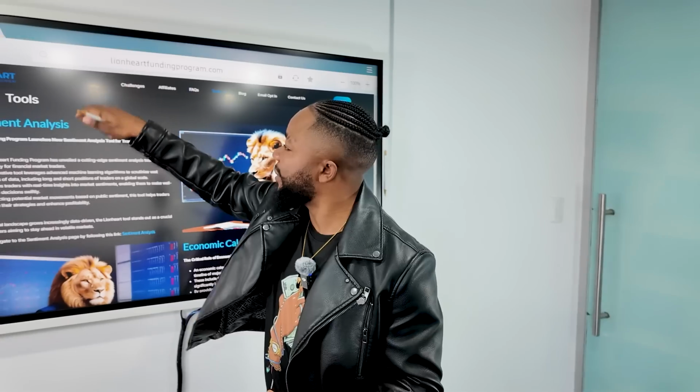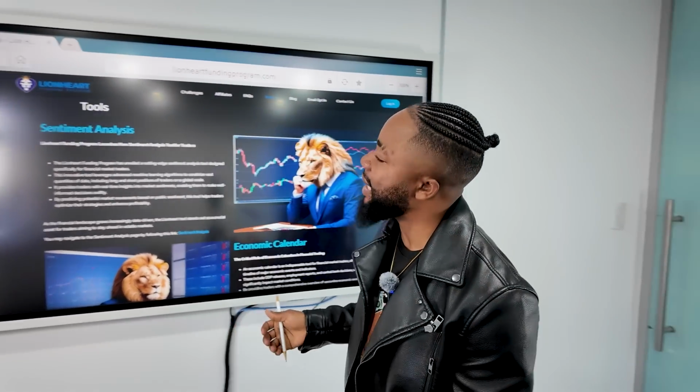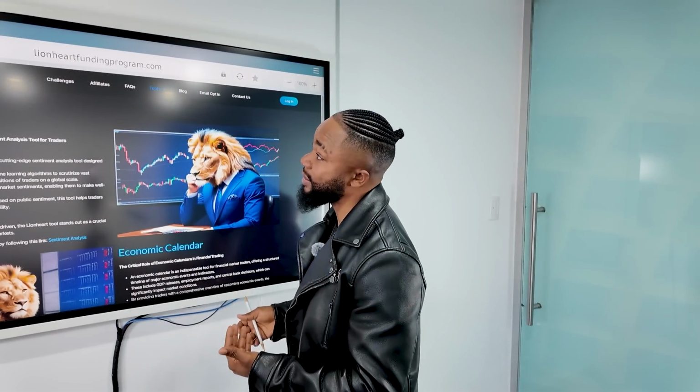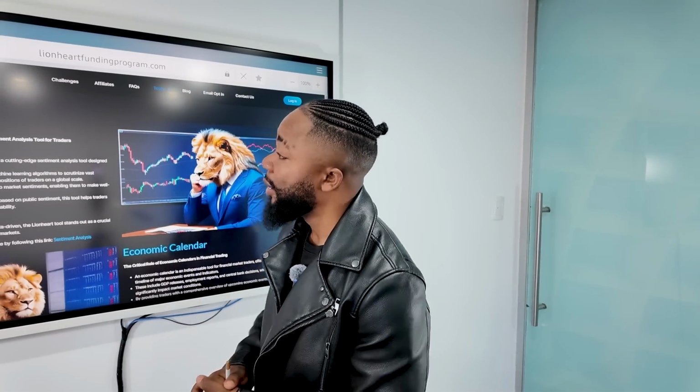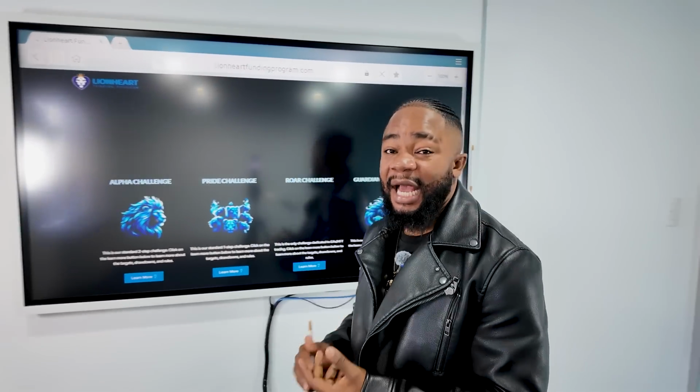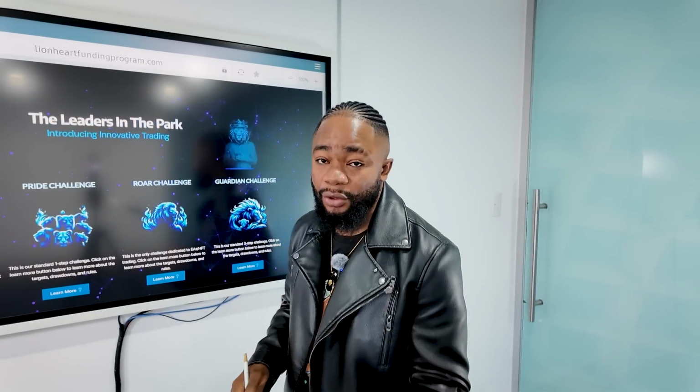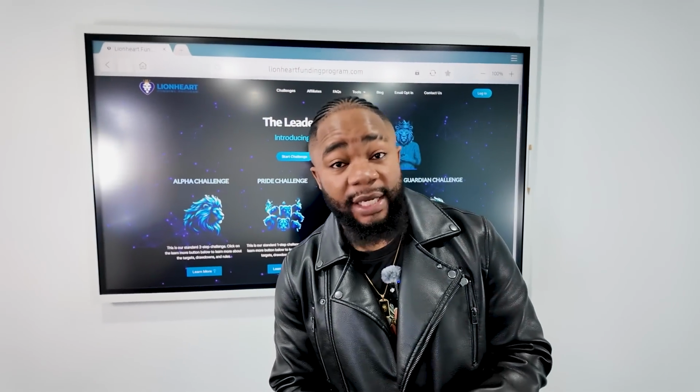On the Lionheart Funding Program website, even if you just follow the link and go to the website, you can navigate directly from the website to the menu where you can locate all the tools.